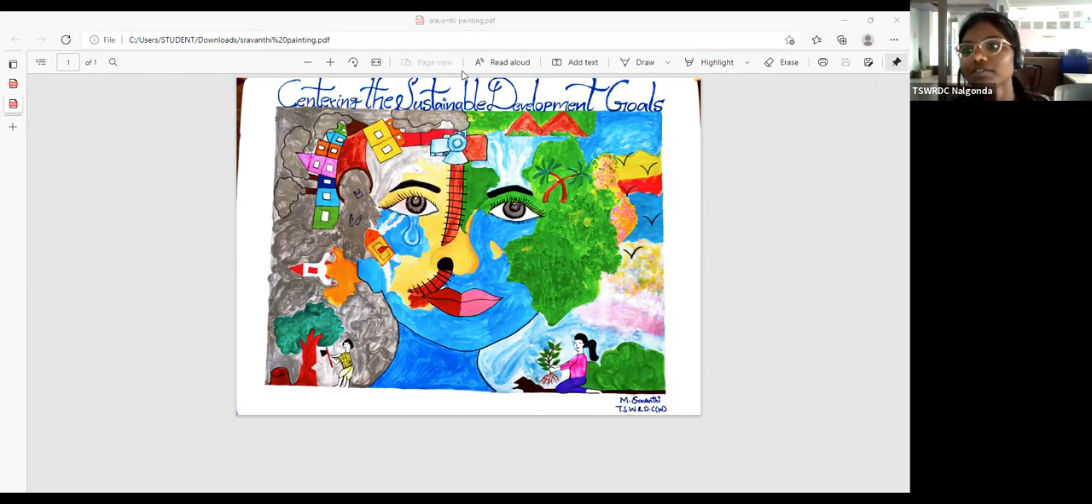Good evening, sir. I am Shravanti from TSWRDC Nalgonda. I am pursuing my BSc MScS third year. My art is centered on the sustainable development goals. Here I am showing my art. I compared the world with a human being as a woman.